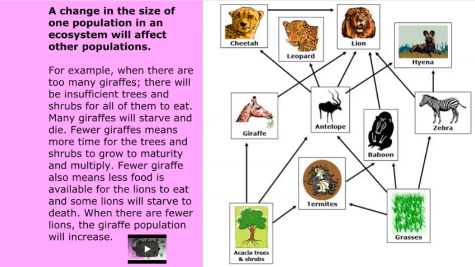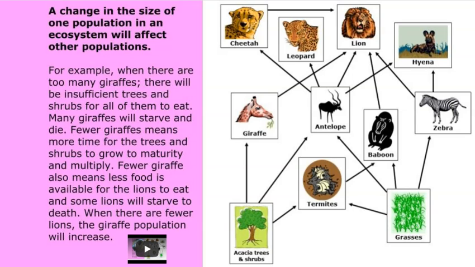this says a change in the size of one population in an ecosystem will affect other populations, and that's usually true in any ecosystem and any food web. And it says, for example, when there are too many giraffes, there will be insufficient trees and shrubs for all of them to eat. In other words, there's going to be not enough trees. If you have too many giraffes, they're eating too much. There's not going to be enough for some of them, right? So many giraffes are going to starve and die. Fewer giraffes means more time for the trees and shrubs to grow to maturity and multiply. So then your population of giraffes goes down, and then your tree population kind of goes up because of that.